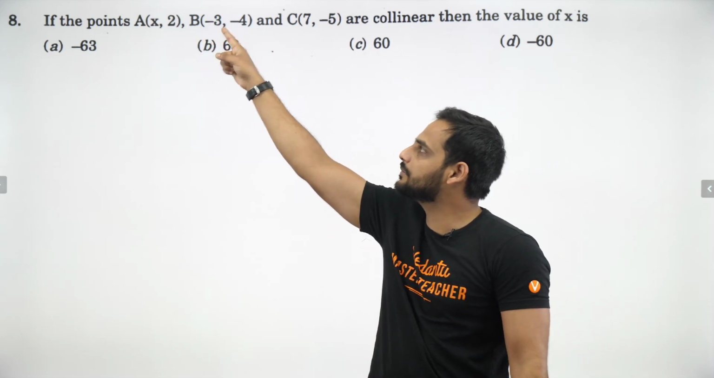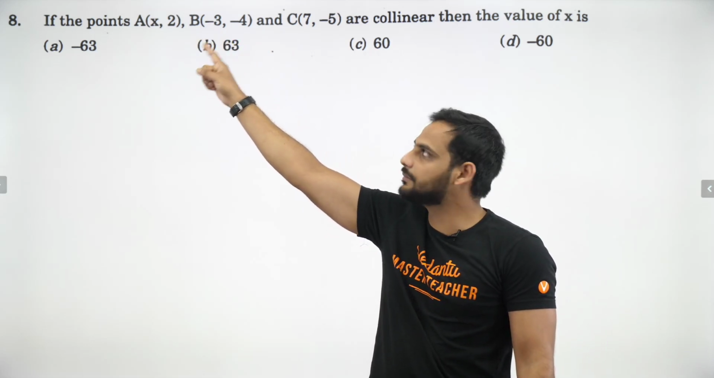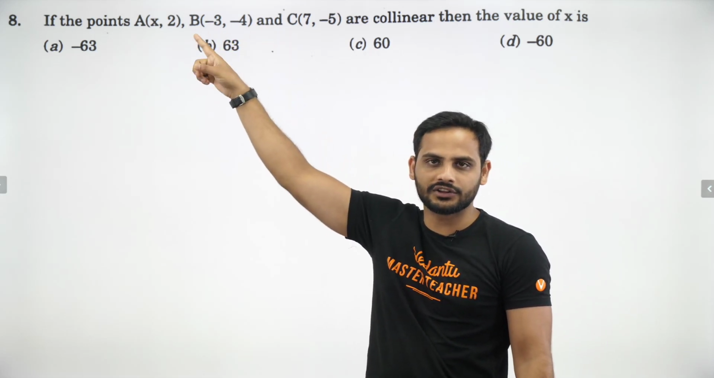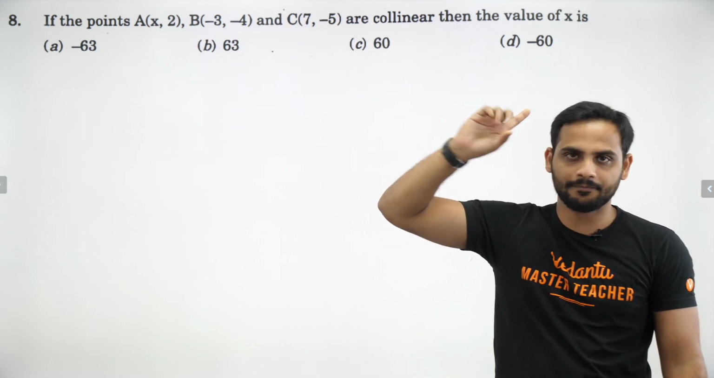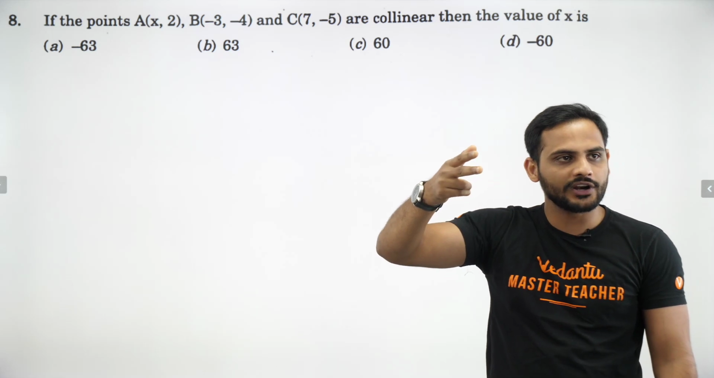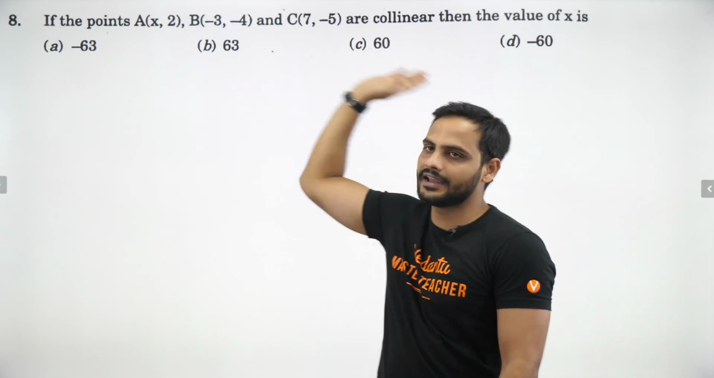Either you can find out the length of AB, the length of BC and the length of AC, and the sum of two sides should be equal to the third side. That is one part. The other thing you can do is find out the area of the triangle.